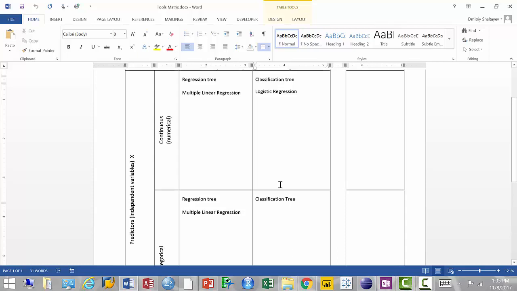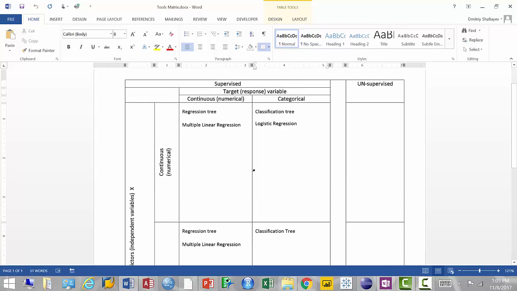So, therefore, we need to expand our tool matrix. So, if you still have it, you're supposed to have the handout that I gave you, right? So, we're dealing with a supervised technique, right? The logistic regression, and we're predicting the categorical response. 0, 1, right? If the customer will get a loan from the bank or will not agree to a loan from the bank.